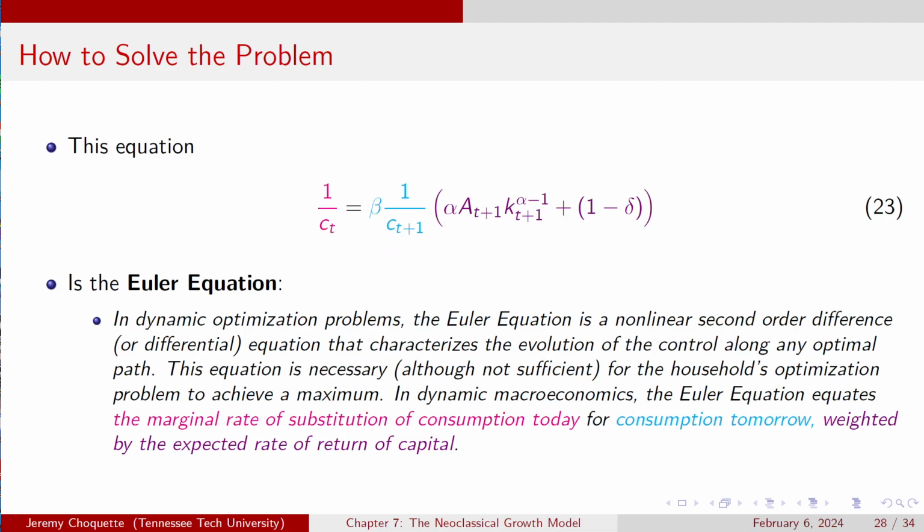What is the Euler equation again? Well, the Euler equation tells me in dynamic optimization problems, it is a nonlinear second-order difference or differential equation that characterizes the evolution of a control along any optimal path. It's a necessary, although it's not a sufficient, condition for the household's optimization problem to achieve a maximum. In dynamic macro, the Euler equation tells me the marginal rate of substitution of consumption today for the marginal rate of substitution of consumption tomorrow, weighted by the expected rate of return of capital.